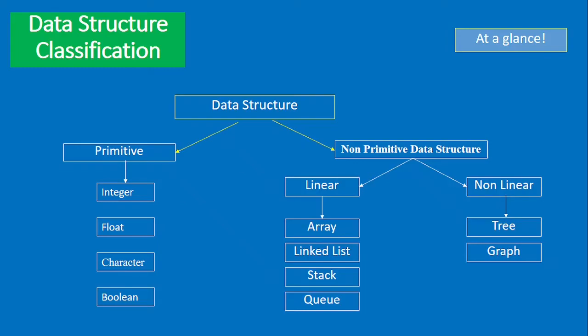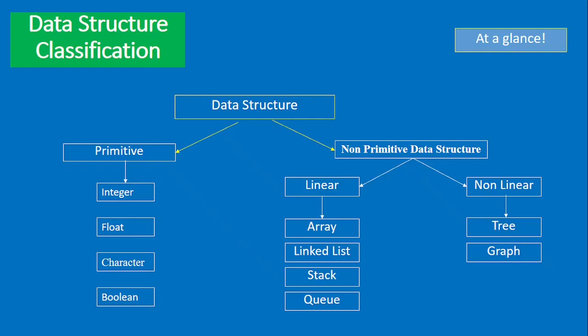If we look at primitive and non-primitive at a glance, data structure can be divided into two types, primitive and non-primitive. Primitive, for example, integer, float, character, boolean. What is integer? Integer can be numeric values, both positive or negative, but integer should contain whole numbers. Float is a data type that can hold decimal values. Character can hold a single character, both uppercase and lowercase, like uppercase A or lowercase a. And boolean contains a yes or no value, that is 0 or 1.